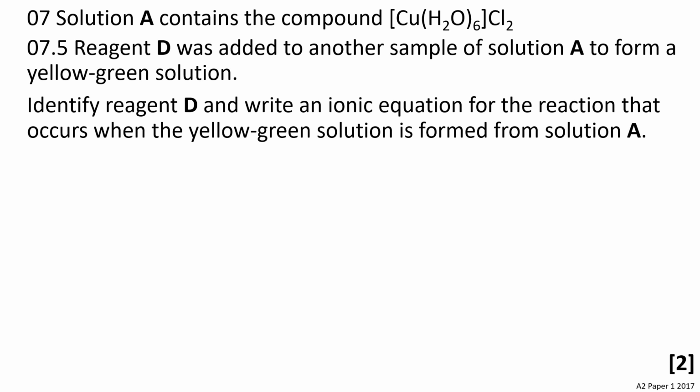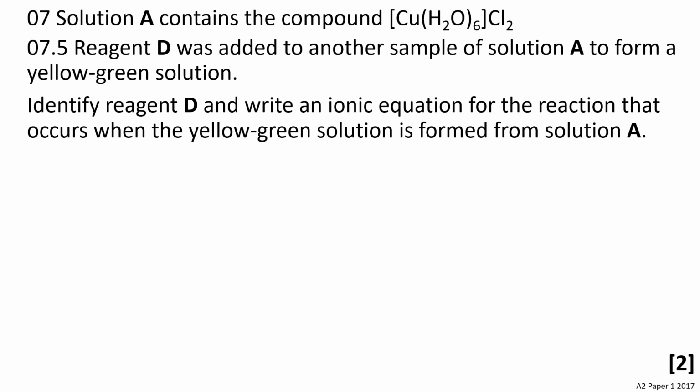Here's the next part of the question. Reagent D was added to another sample of solution A to form a yellow-green solution. Identify reagent D and write an ionic equation for the reaction that occurs when the yellow-green solution is formed from solution A. Once again, knowing the colours of complexes is vital for this topic.